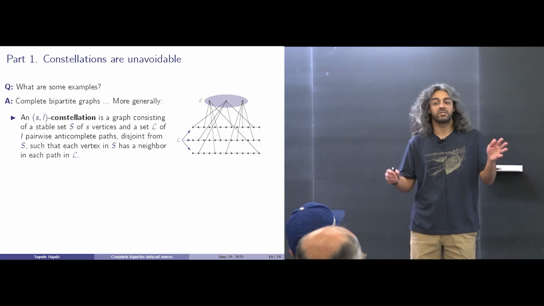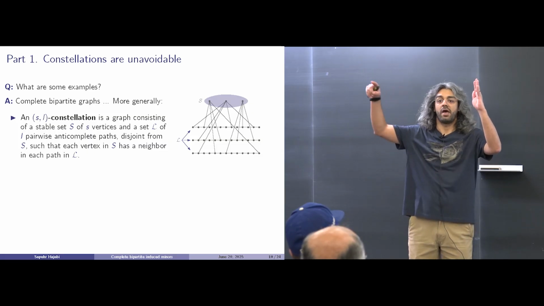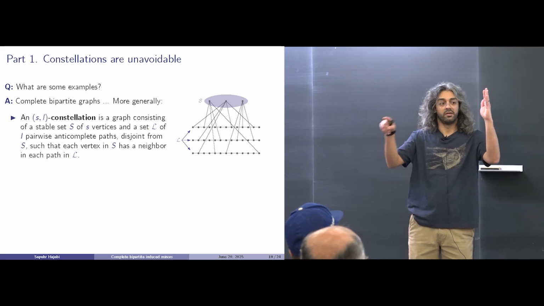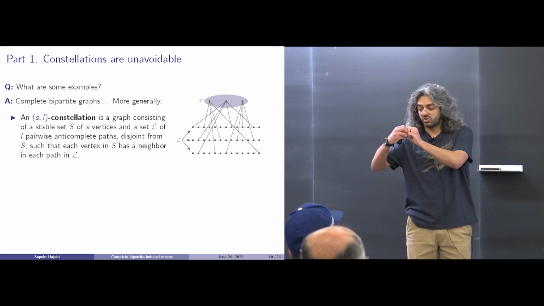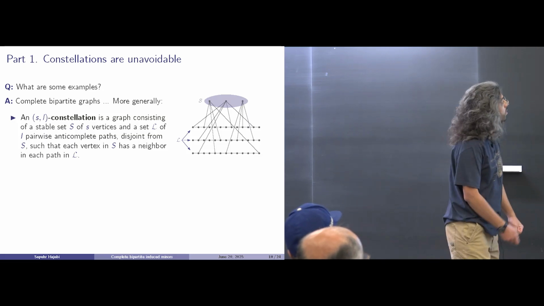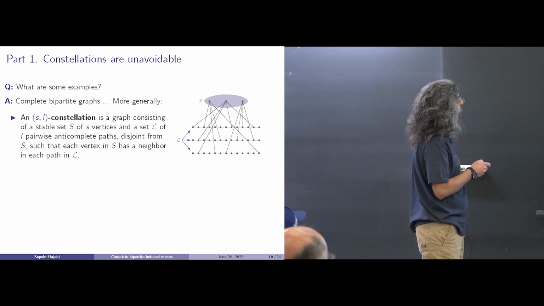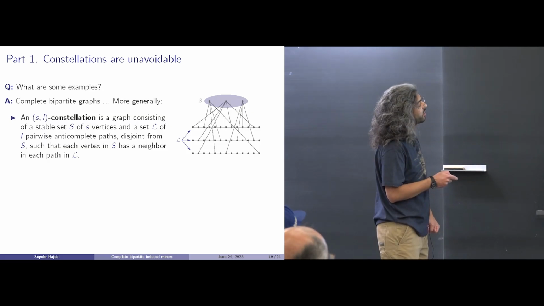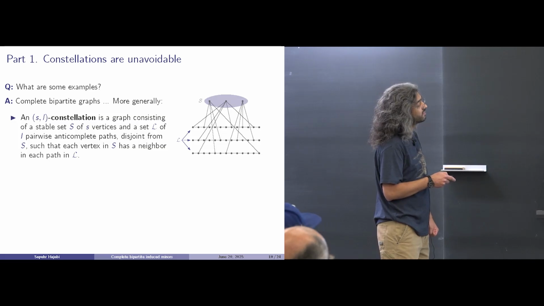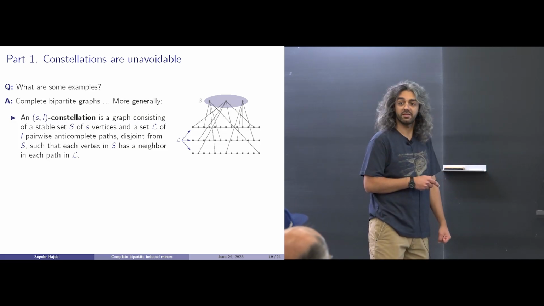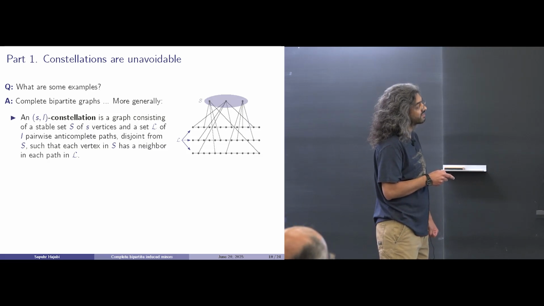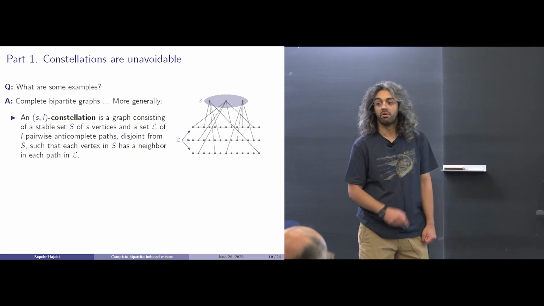And a constellation is essentially just a complete bipartite graph. And on one side of the bipartition, I'm going to keep the vertices in the stable set. And on the other side, I'm going to stretch them out into paths. So a constellation, an SL constellation, is a graph that consists of a big stable set of vertices and a set of pairwise disjoint and anti-complete paths, so there are no edges between the paths. And every vertex in the stable set has at least one neighbor in each path.